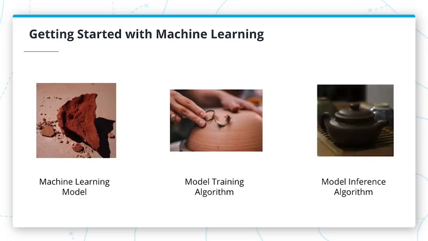Now you've made your teapot. It's been inspected, evaluated, and now it's ready for your enjoyment. You enjoy your teapot, drink your tea. This represents model inference. Now your model is ready to be used in the real world.